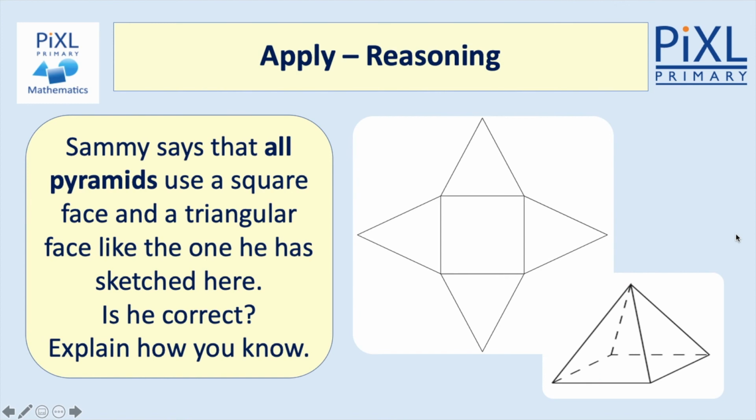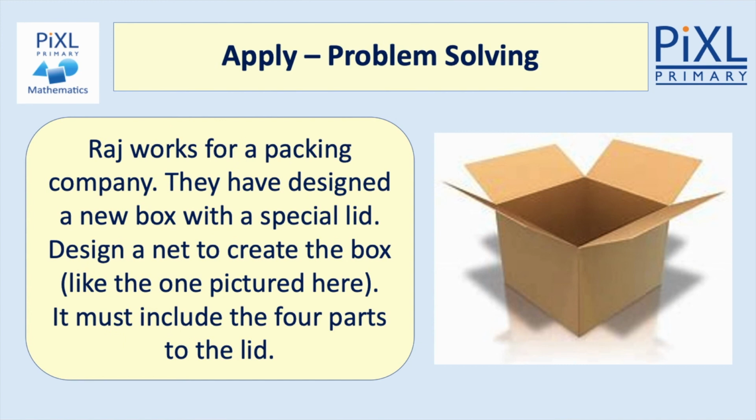And the next question, Sammy says that all pyramids use a square face and a triangular face like the one he has sketched here. Is he correct? Well, Sammy is actually not correct in this one, because if you remember back to one of the first slides, we saw that there are different types of pyramids. We looked at a square-based pyramid and a triangular-based pyramid, and there are actually lots of different types of pyramids that you can have as well. You can have an octagonal-based pyramid, a hexagonal-based pyramid, so there are lots of different types, so they don't all necessarily have to be square and triangles, but they do all have triangular faces that come together to make that point at the top.